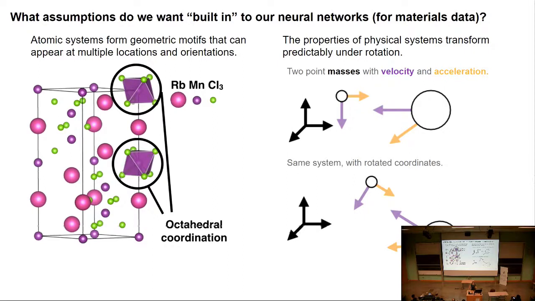And you'll see these two examples are in different orientations. It'd be really nice if my neural network knew that those are the same thing. They're just in different orientations. So I would like for it to understand that just because I rotated something doesn't change sort of what it is, whether it be a simple motif or a molecule or anything bigger. Furthermore, the properties of physical systems transform predictably under rotation.